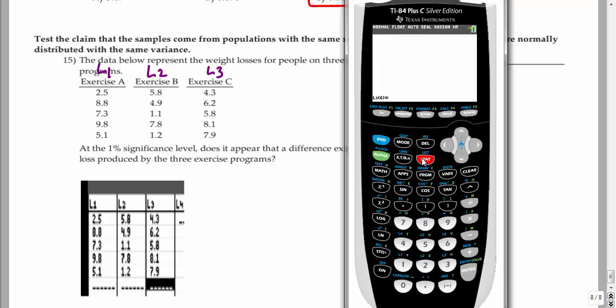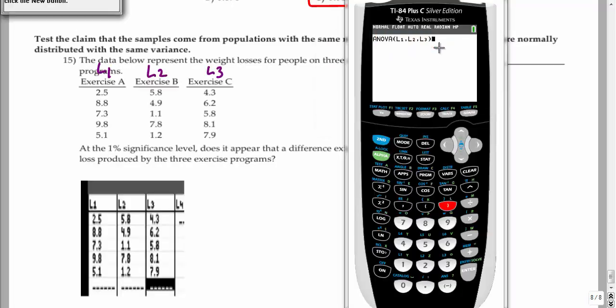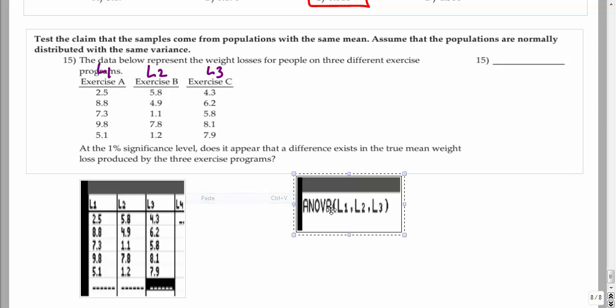And so I'd go to Stat, Tests, and then either scroll up or down until you get to ANOVA, Analysis of Variance. Now this one's a little different. I have to put in all the columns I'm using. Now here I'm using 3 columns. Other times you'll be using 4 columns or 5. But I need to put them in individually. So I have L1, comma, L2, comma, and L3. Close parenthesis. And then we just hit enter, but I want to go ahead and copy this in so we can see what the different steps are.